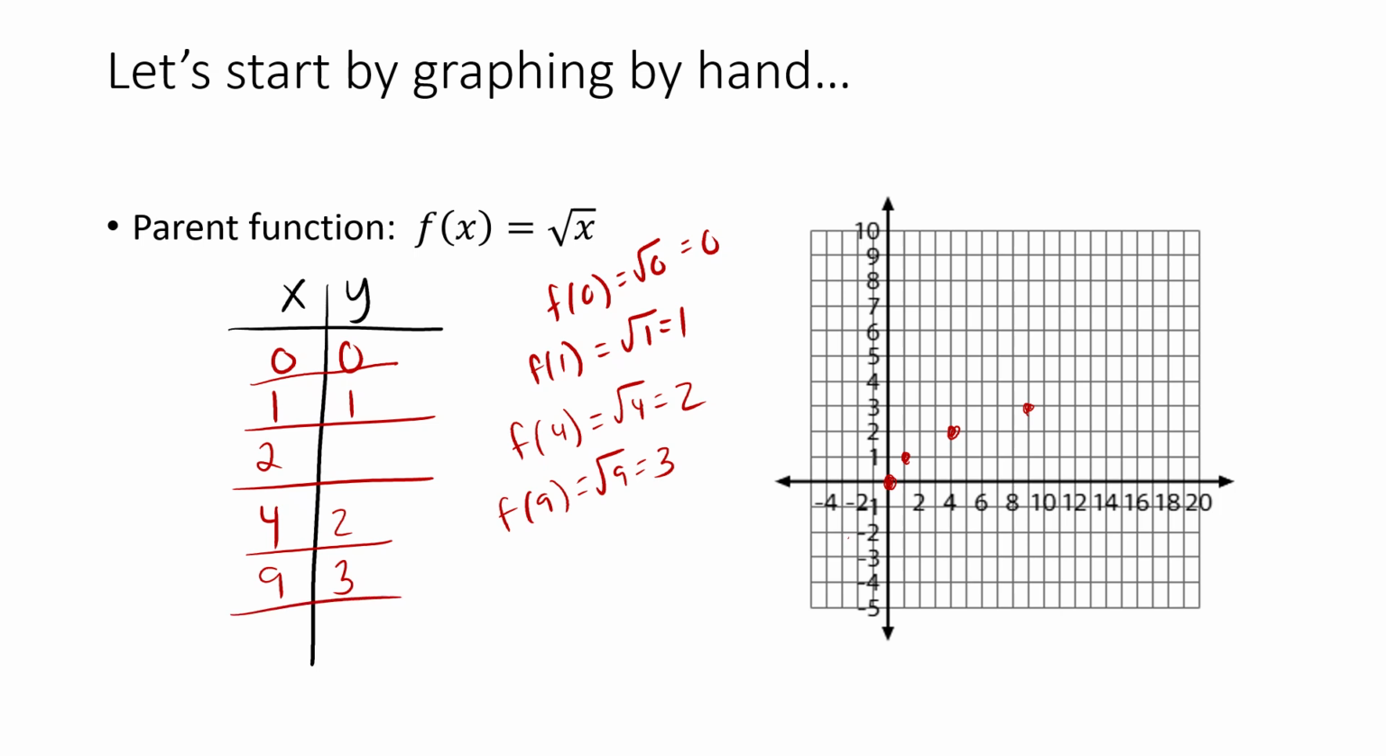And then the last one that we'll check out is 16. Of course, plugging in the 16 is going to give us the 4. So I'll come over here to 16, up 1, 2, 3, 4. And we can see that that trend is continuing, where it starts off and seems like it is getting less steep as we go.